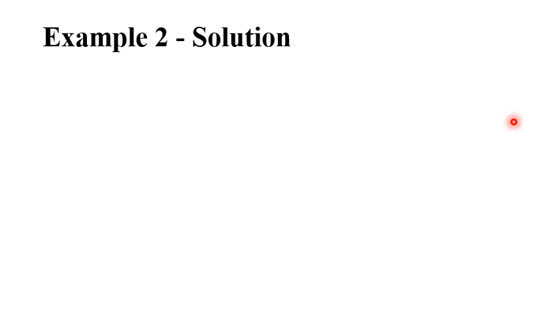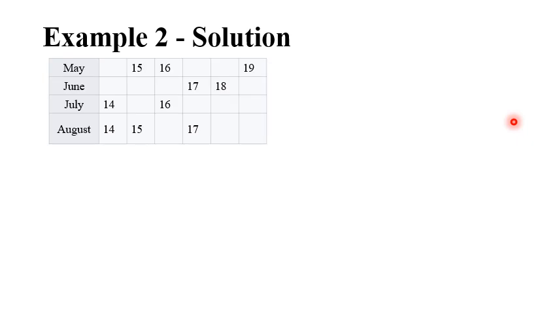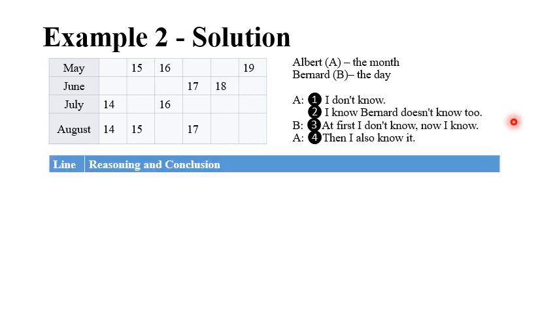As usual, first let's organize the information we have. These are the months and dates. So basically these are the 10 possible dates given by Cheryl. And we also know Albert knows the month, Bernard knows the day. And these are the conversations between Albert and Bernard in sequence 1, 2, 3, and 4. Now let's go through these lines one by one.